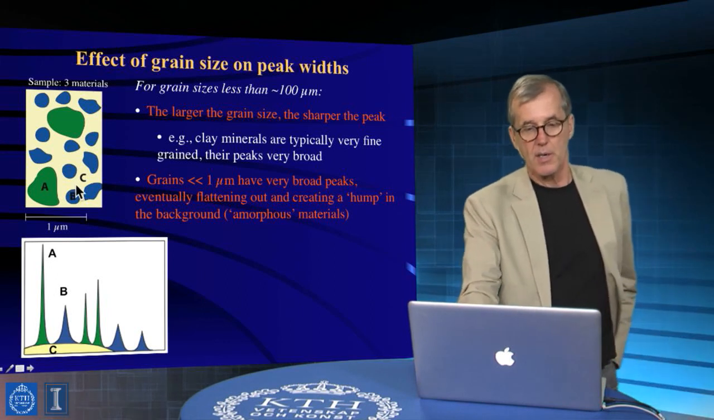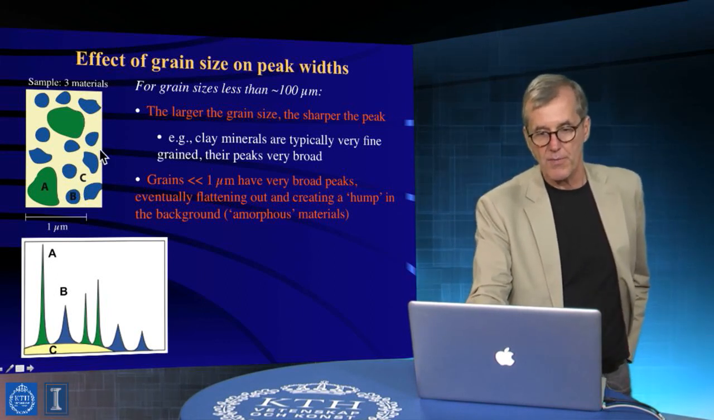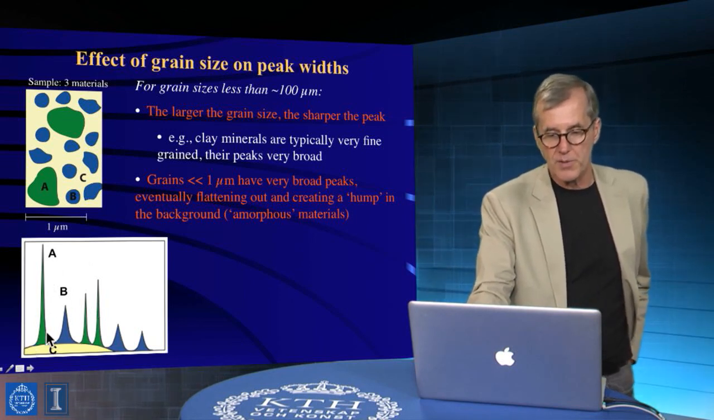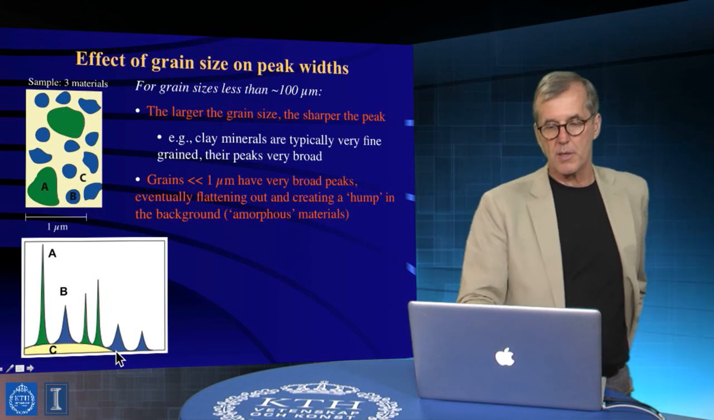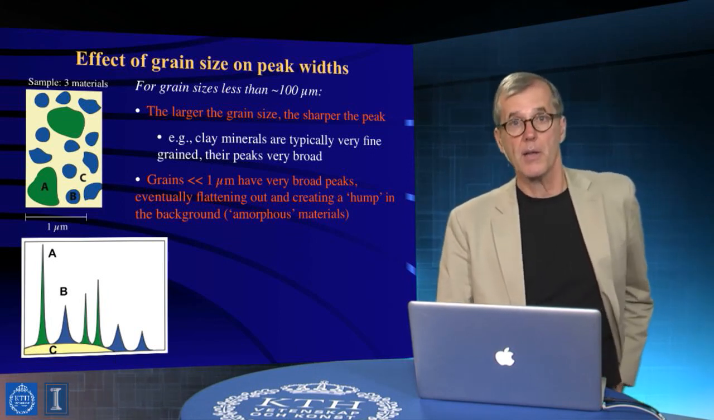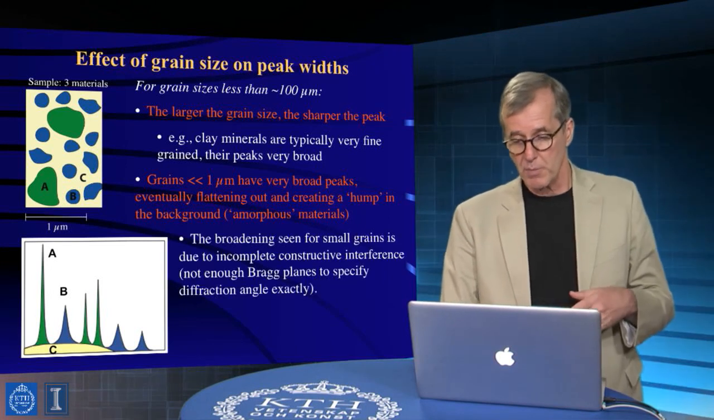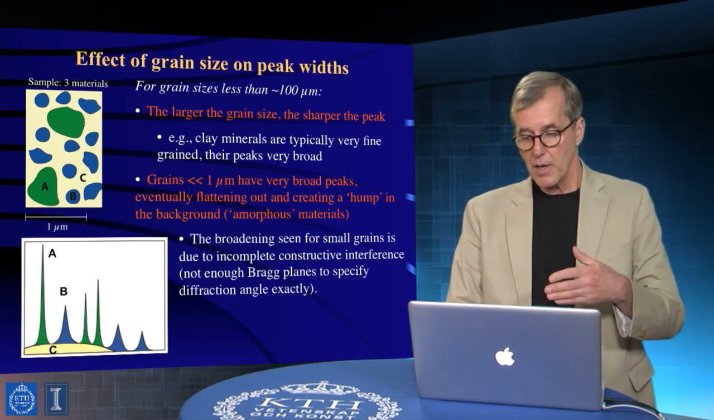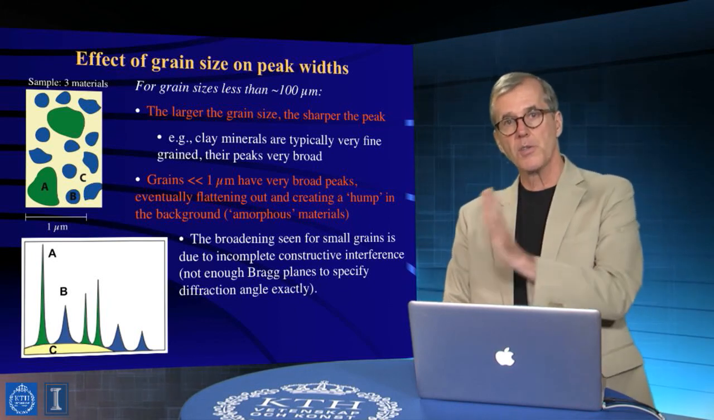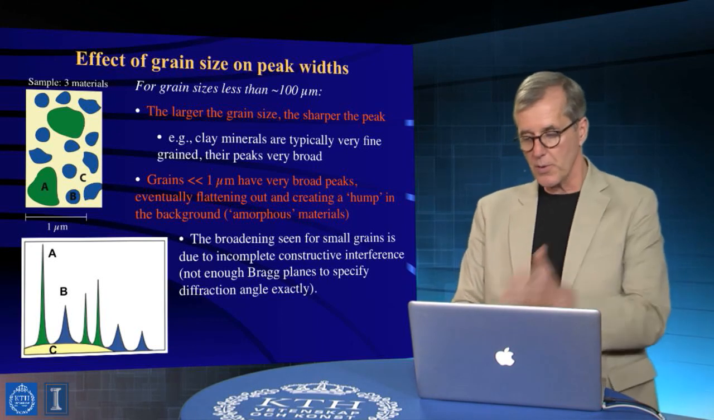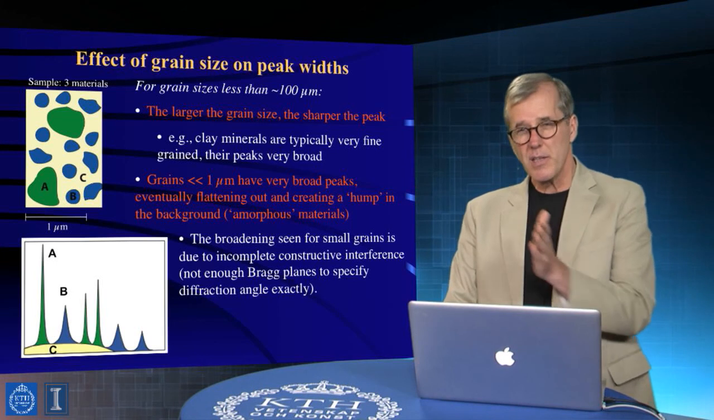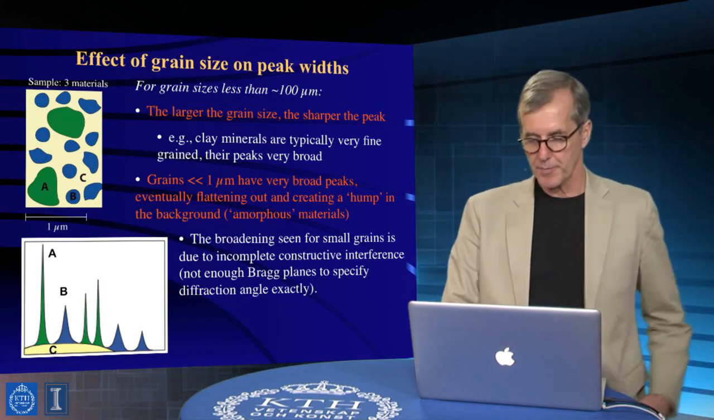So if you look at this case where we have an A phase, a B phase, and a C phase, they're showing up with very different line widths, and one actually contributing an amorphous background, right? So, these are things that you would be able to analyze within the context of a diffraction experiment. And the broadening seen for small grains is just the fact that you don't have enough reflections, so it's called the coherence length. This is what they're talking about, to actually specify the diffraction angle accurately.